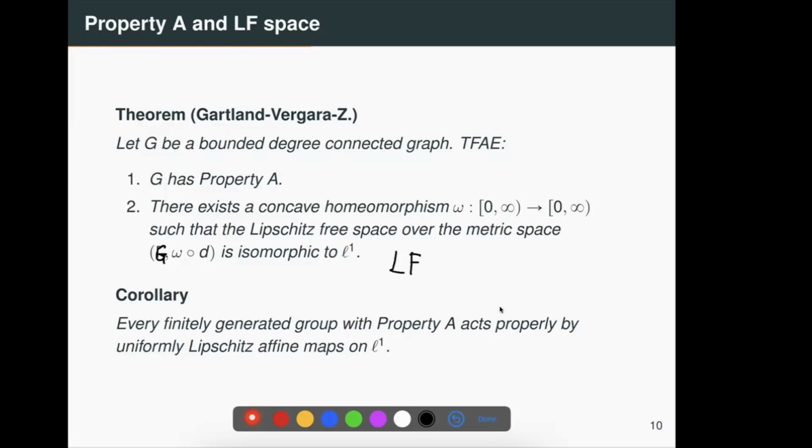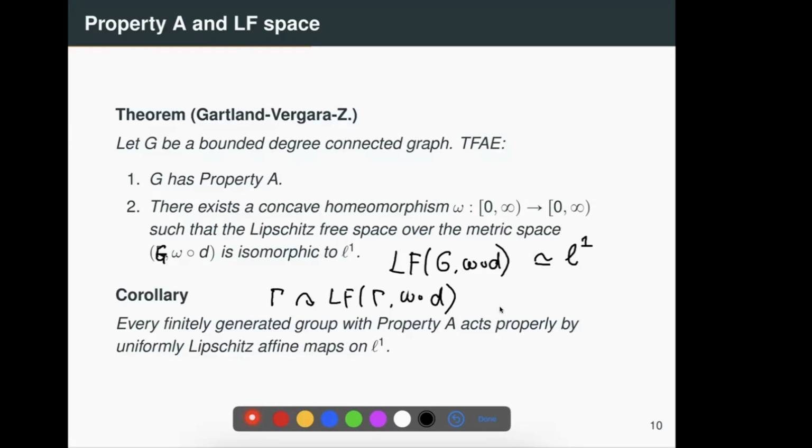Let's say this Lipschitz free space is isomorphic to little L1. And then it has a consequence: when G is a Cayley graph, then your gamma would act on this Lipschitz free space. So take D to be the graph distance on the Cayley graph, so it's left invariant. Then whatever gauge function you take, this acts by isometry.